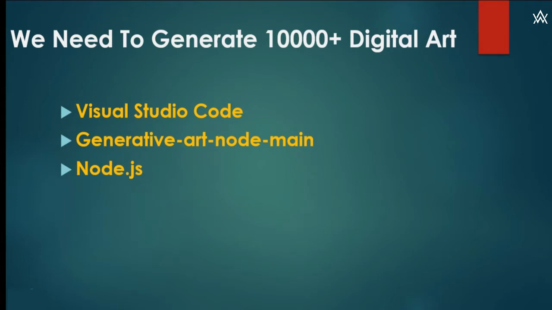Then the third point is Node.js. This is also software that we will install. First we will download it, then we will install it in our system. It is supportive software for Visual Studio Code. So don't be confused. Let's go to our browser and let's start.